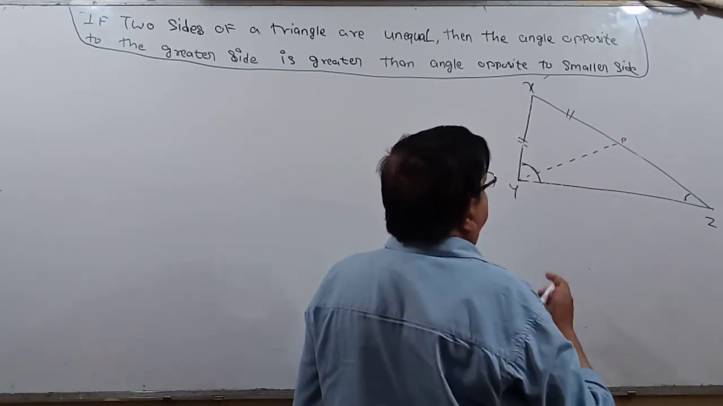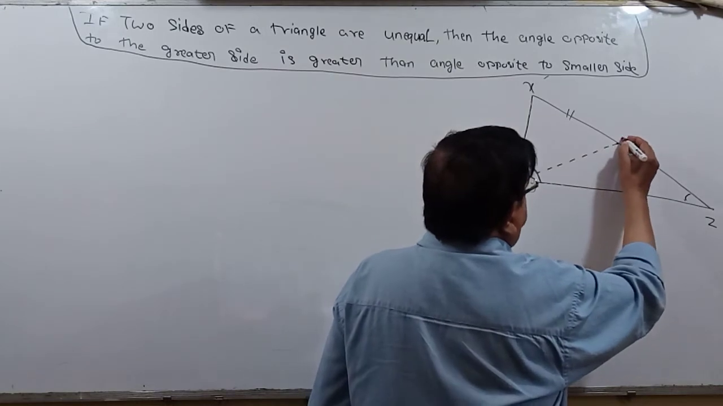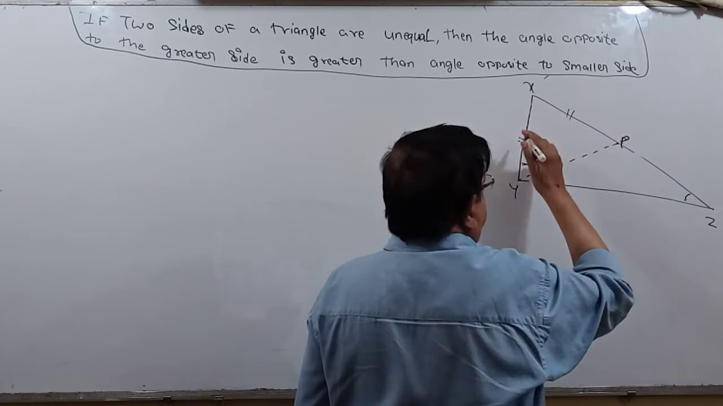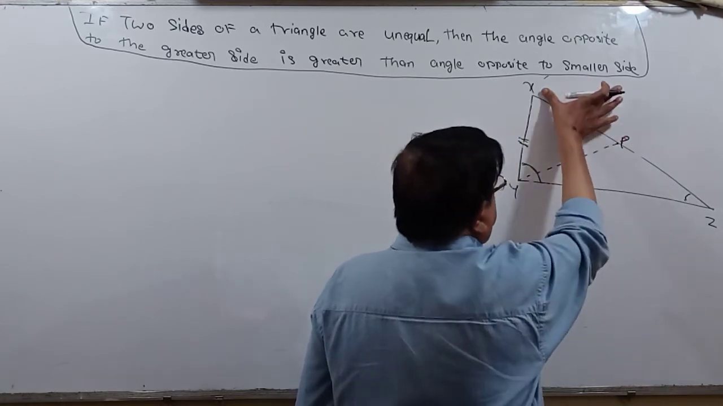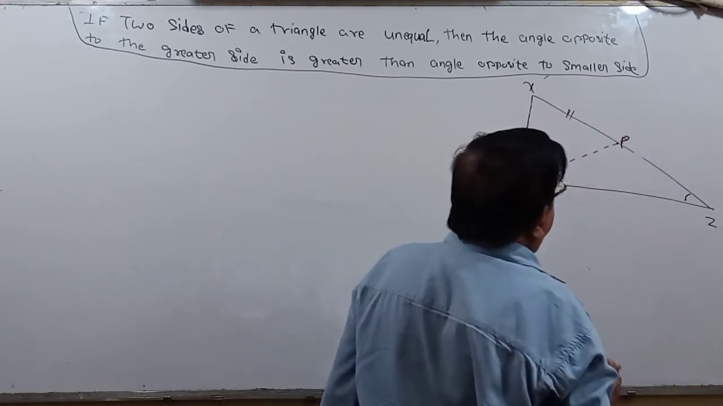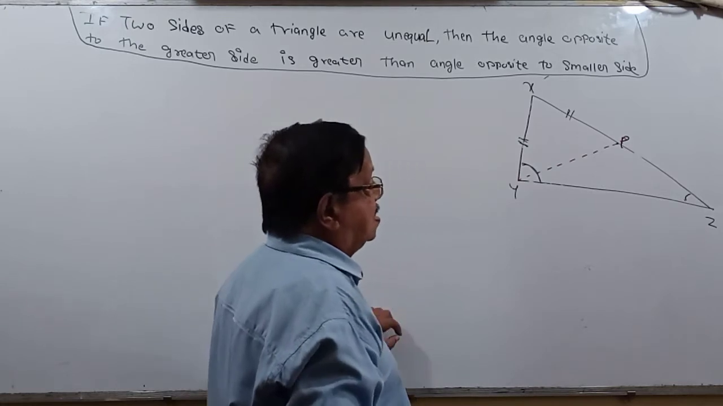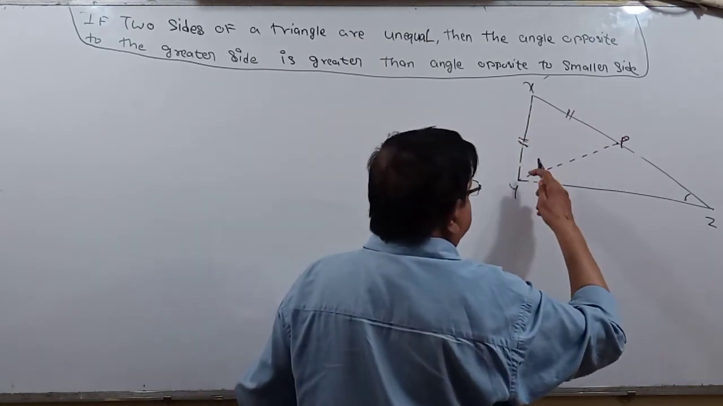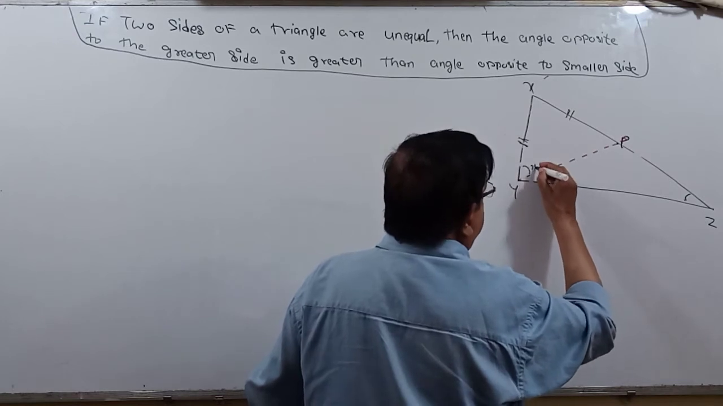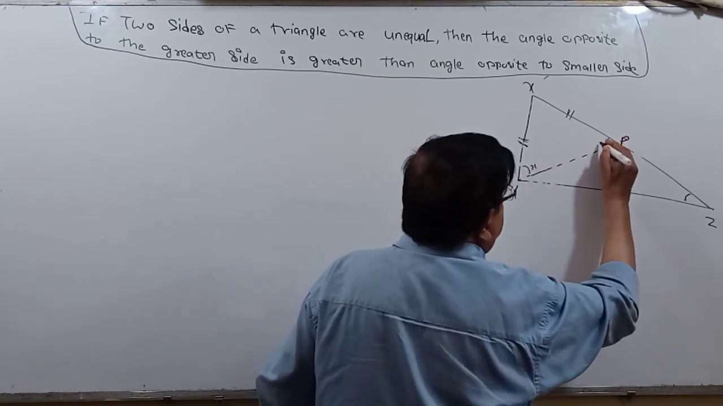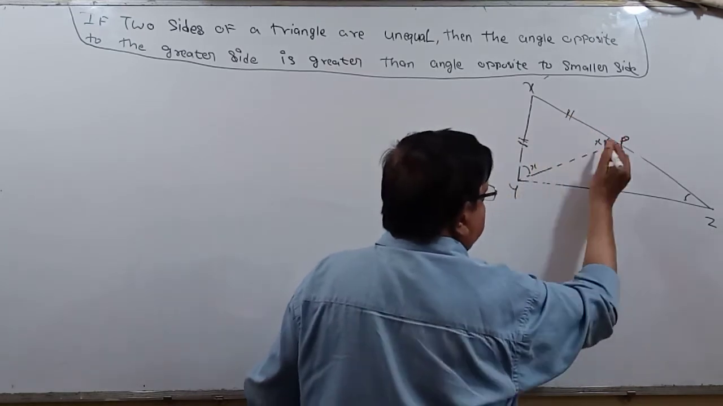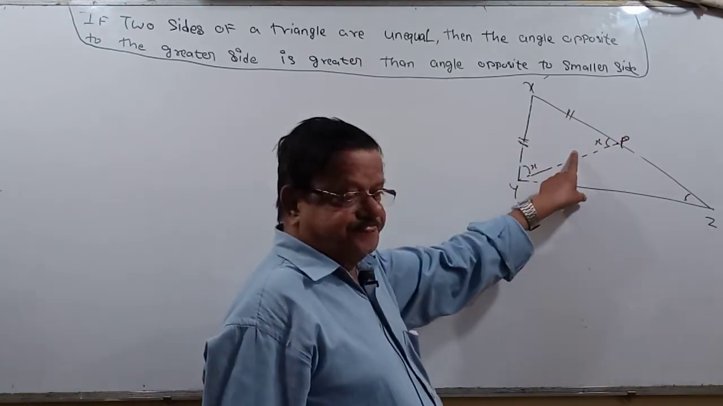For proving that, we will mark this point P such that xp is congruent to xy. This is congruent to this. Now, if this is congruent to this, the angle here is equal to this angle here. All of you know that. The sides are congruent, base angles are congruent, isosceles triangle here.